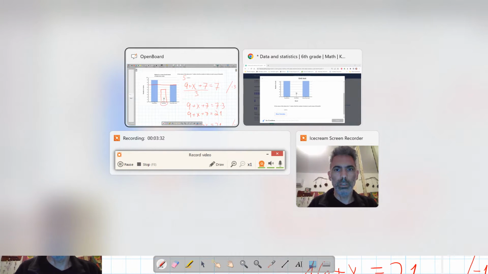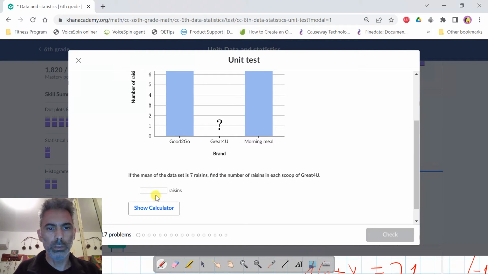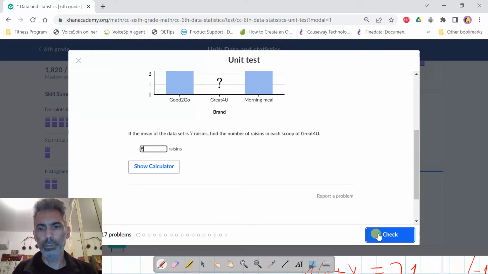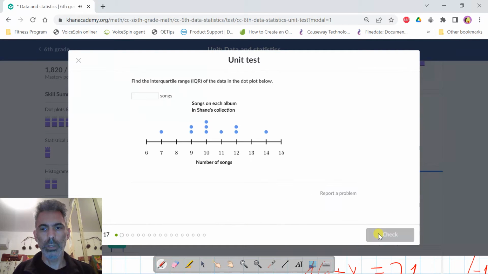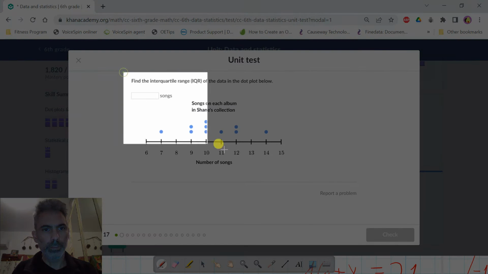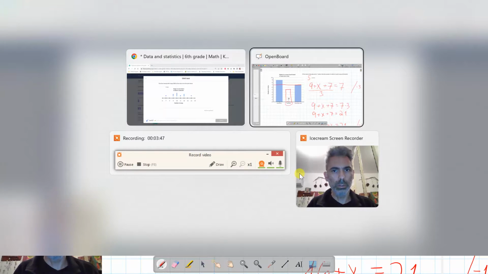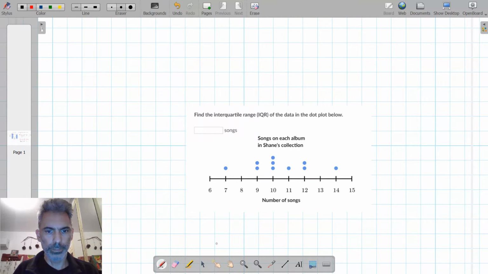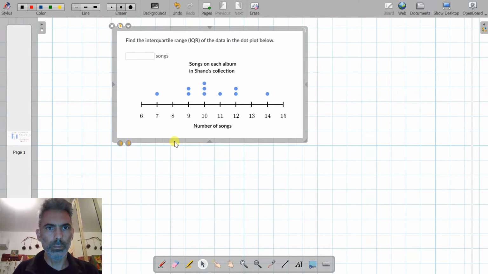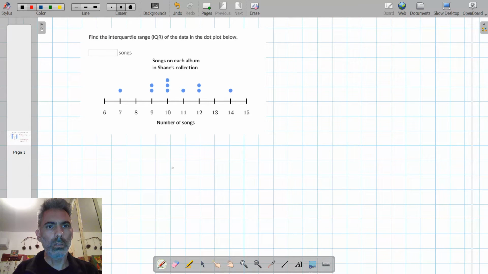Let's see if this answer is the correct answer. Good. Next question. Okay, let me first copy this to the board. Find the interquartile range, IQR, of the data in the dot plot below. So this dot plot shows songs on each album in Shane's collection.